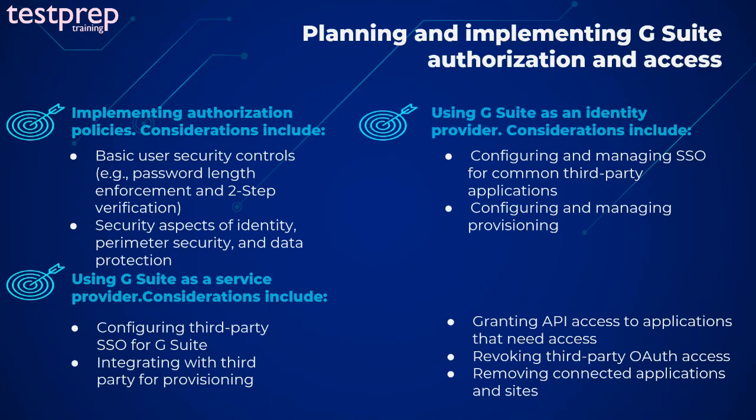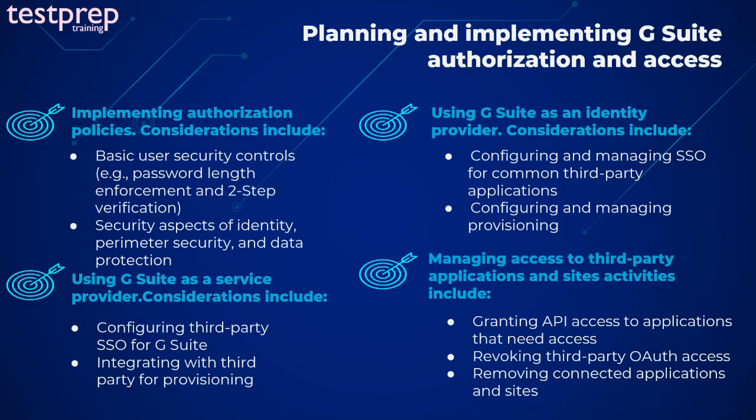Number 3, using G Suite as an identity provider. Considerations include 1. Configuring and managing SSO for common third-party applications. 2. Configuring and managing provisioning. Number 4, managing access to third-party applications and sites. Activities include 1. Granting API access to applications that need access. 2. Revoking third-party OAuth access. 3. Removing connected applications and sites.